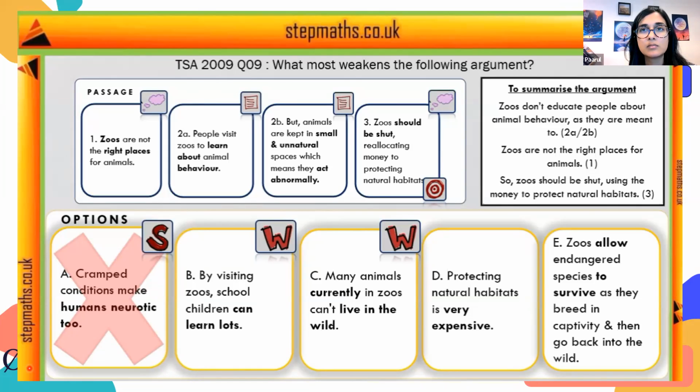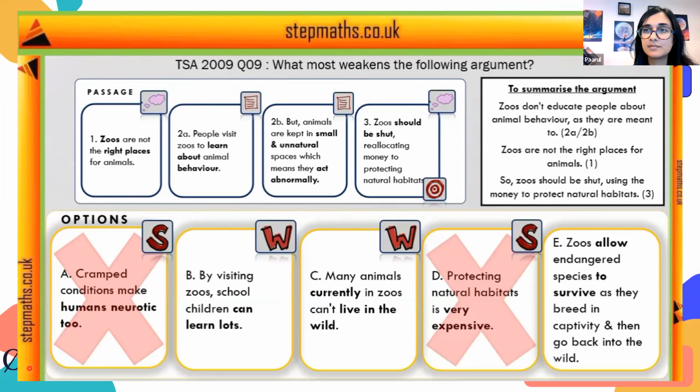But at the same time, we could read it as suggesting that protecting natural habitats is very expensive, therefore we need all the money we can get, and that gives us more reason to shut zoos and use the money to protect natural habitats instead. So since this is something that could strengthen or weaken the argument, and there are other things that only seem to weaken it, this is unlikely to be the answer because that would be unfair. So we can reject this because it could strengthen the argument.